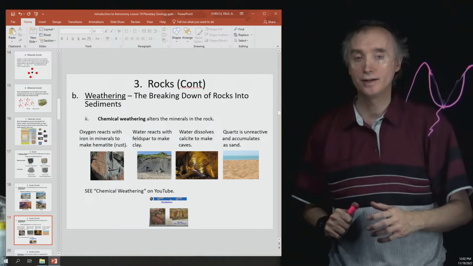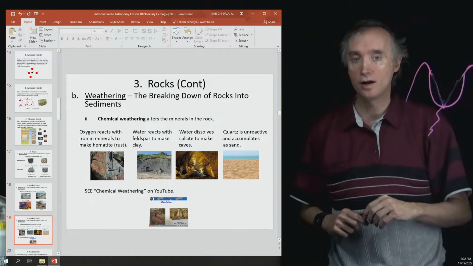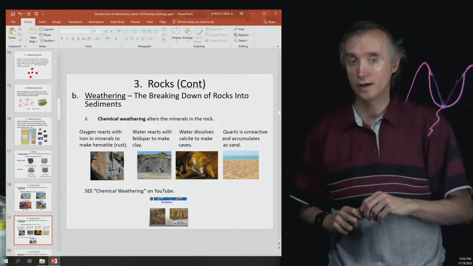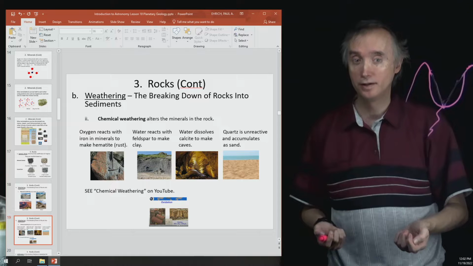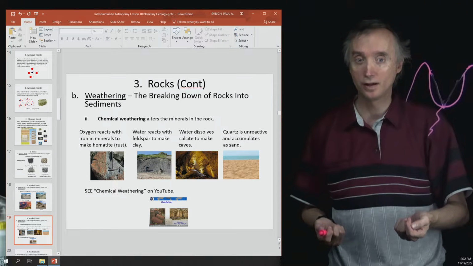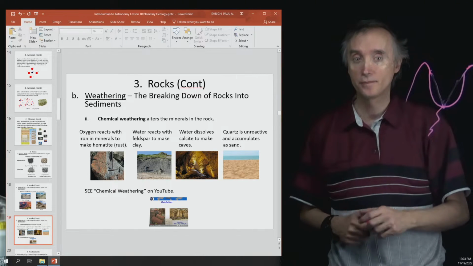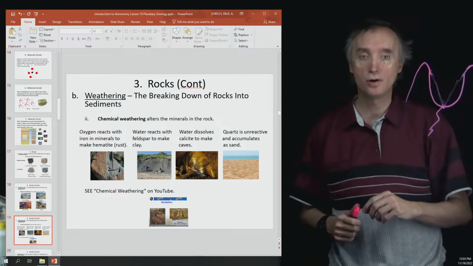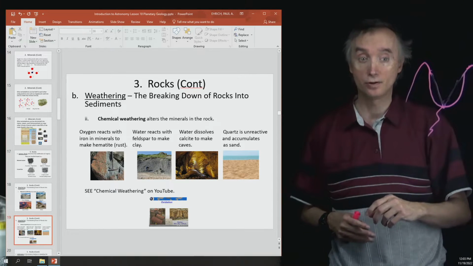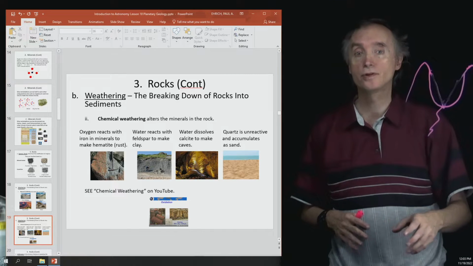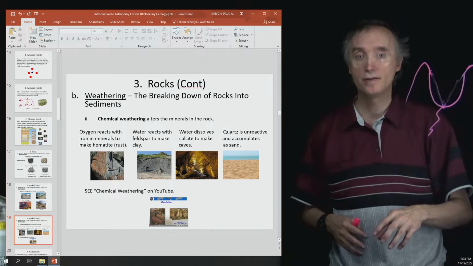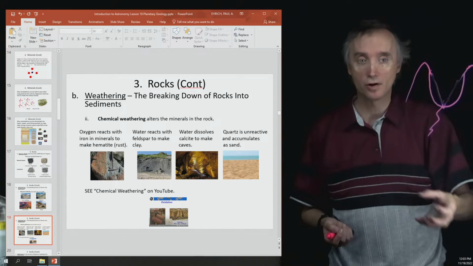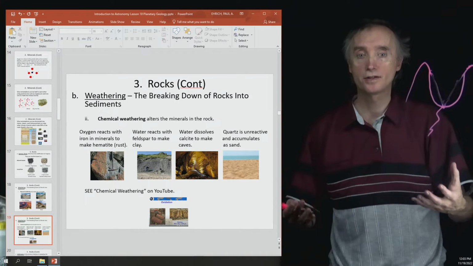Another thing that you get is clay. A lot of rocks, when they weather, turn into clay, and here in Missouri, there is a lot of clay around here. Another thing is that water can dissolve limestone, and limestone is composed of calcite, and that's how you get a cave. When the material is dissolved away, it leaves a hole. That's what a cave is.